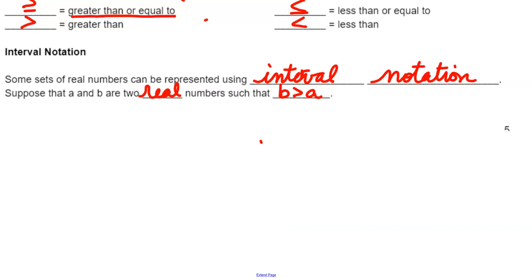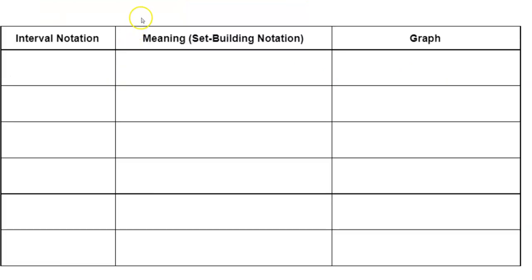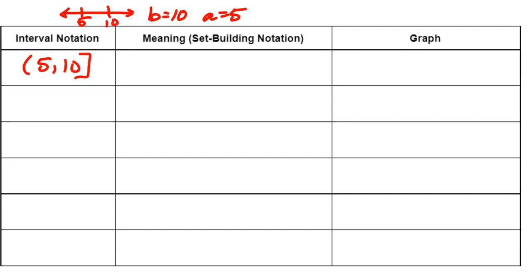Well, for this next group, I'm going to let B equal 10 and A equal 5, to where I'm looking at the interval from 5 to 10. Okay? All right, so we're going to look at multiple examples using these numbers. I'm going to start with this one where I have a parenthesis 5, 10 with a bracket.